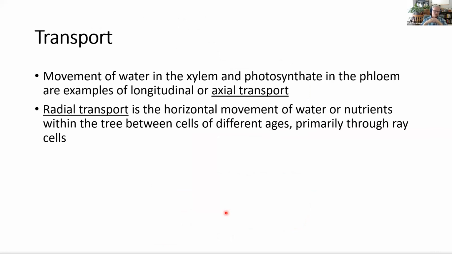A little more about transport. Movement of water in the xylem and photosynthate in the phloem are examples of longitudinal or axial transport. Radial transport is the horizontal movement of water or nutrients within the tree between cells of different ages, meaning that it can go towards the center. Remember, xylem cells towards the center are older than the ones out by the bark.